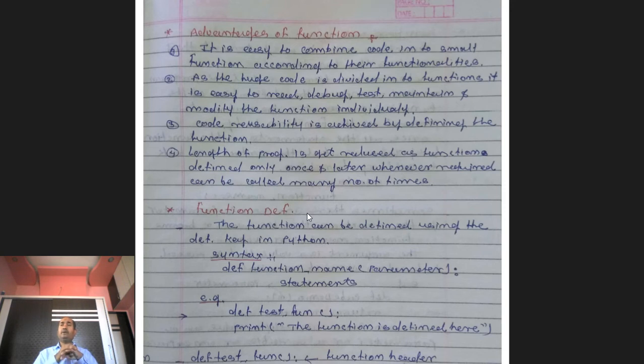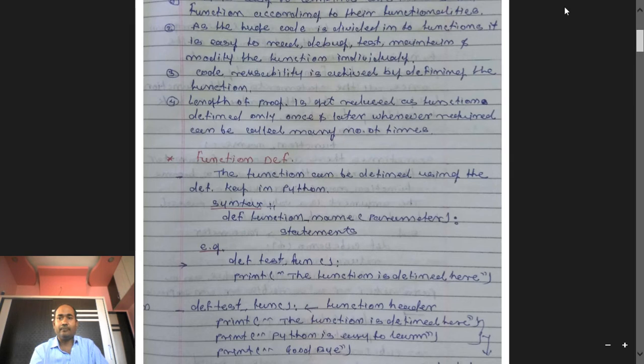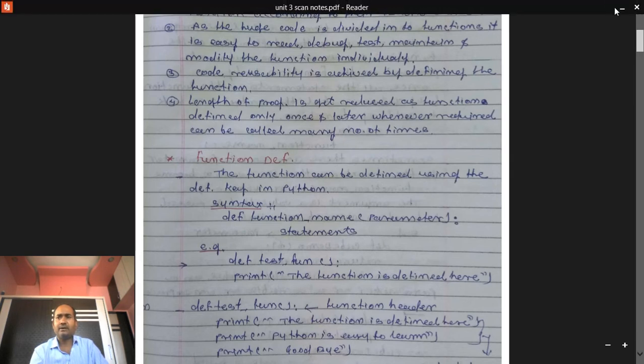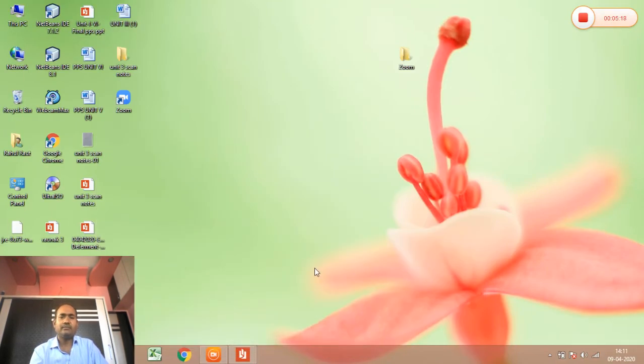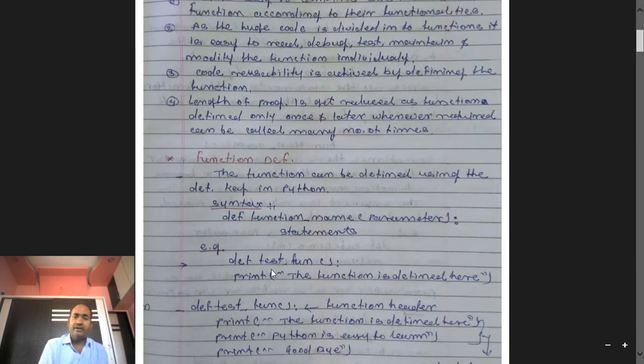Because we create functions, we are able to directly call a function from another part of the program. There is no need to write all the instructions that are in the particular function. That means the length of the code is going to be minimized. So these are some of the advantages of using functions. Now, function definition: how can we define a function in Python?